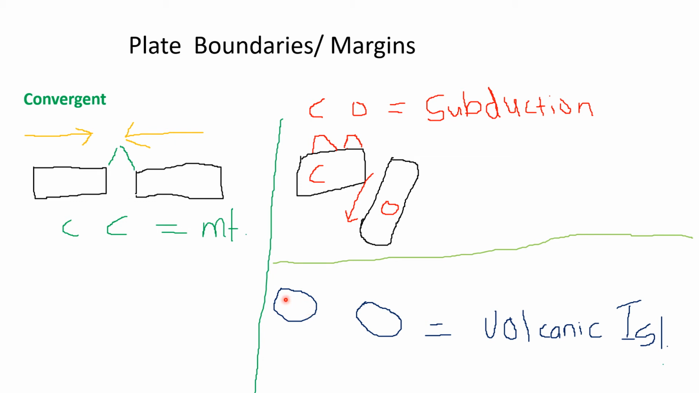Then we have two oceanic crusts. So when these two oceanic crusts collide, we have volcanic islands being formed. Now, when these two oceanic crusts collide, the denser crust, which will be the older oceanic crust, will subduct, or will go beneath the younger one. The younger one is lighter, and we have volcanic islands being formed.